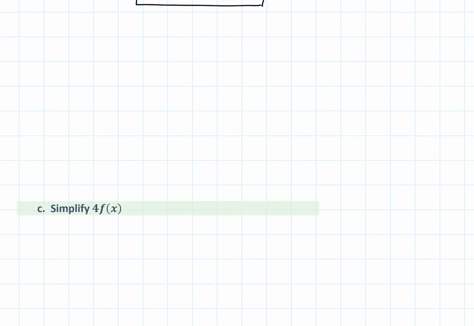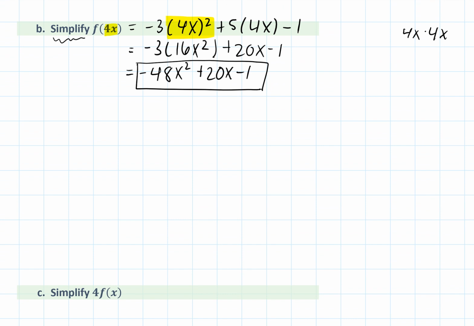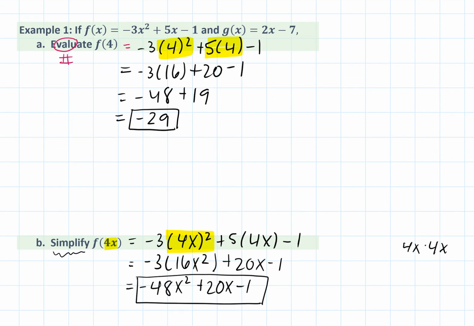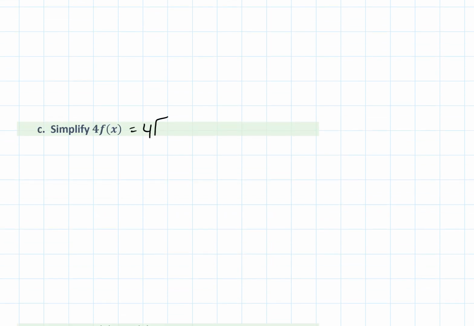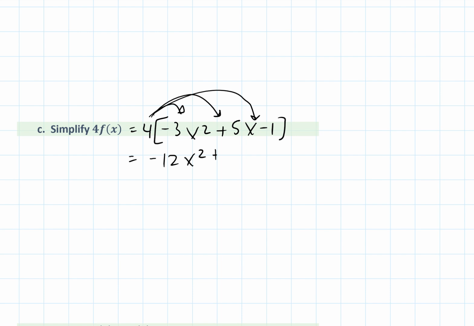In C, if we're simplifying 4 times f of x, that means we're taking this entire expression f, and we're multiplying the full thing by 4. So this will look like 4 times the quantity negative 3x squared plus 5x minus 1. We can now just distribute that 4 to each of the terms in the function f. So we get negative 12x squared plus 20x minus 4.